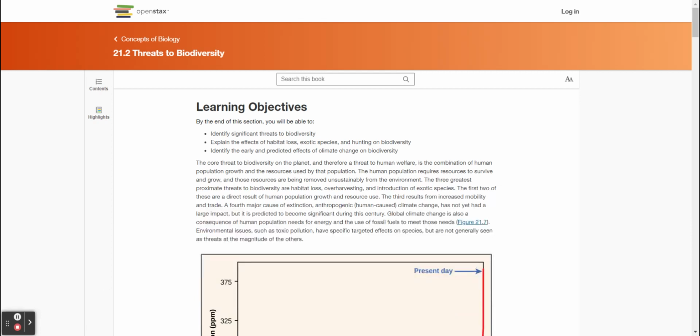Section 21.2, Threats to Biodiversity. By the end of this section, you will be able to identify significant threats to biodiversity, explain the effects of habitat loss, exotic species, and hunting on biodiversity, and identify the early and predicted effects of climate change on biodiversity.